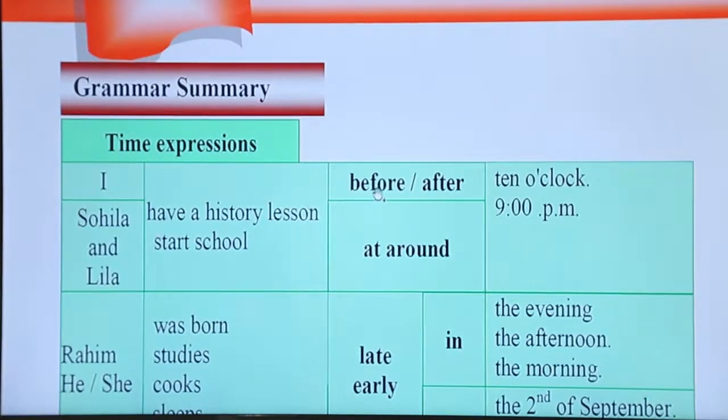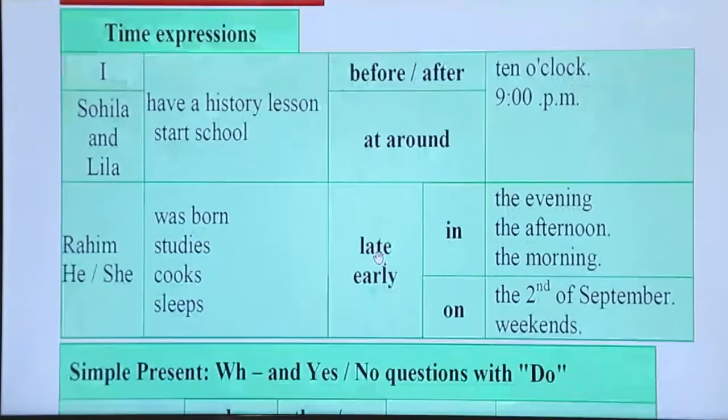For example, before, after, at, around. قبل از، بعد از و دور بر یک ساعتی که ما مشخص میکردیم. For example, I have a history lesson before 10 o'clock. Or, I start school at around 10 o'clock. Okay? This is the expressions, time expressions. How about this one? Rahim was born late in the evening.